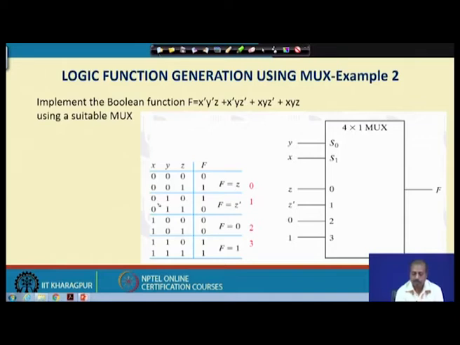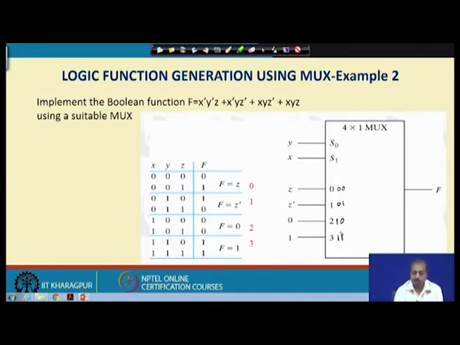So, if I look into the first two terms, x y equal to 0 0 forms one group, 0 1 forms the second group, x y equal to 1 0 forms the third group, and 1 1 forms the fourth group. So, these are the 4 data inputs: this will correspond to the input pattern S0 x y equal to 0 0, this will correspond to 0 1, this will correspond to 1 0, and this will correspond to 1 1.